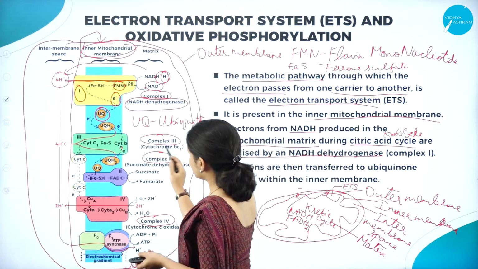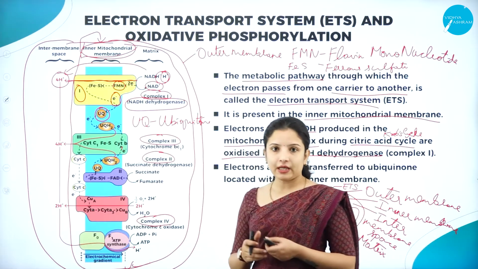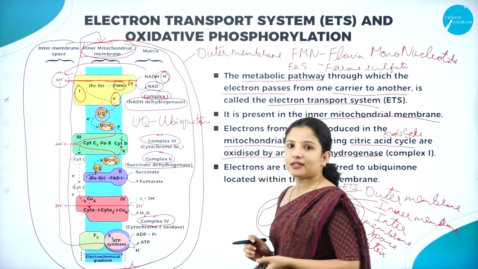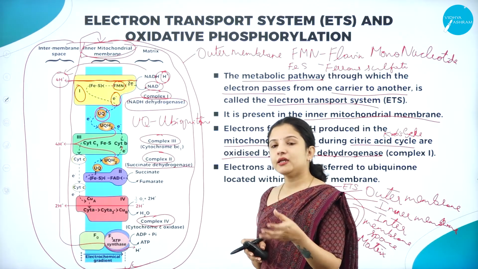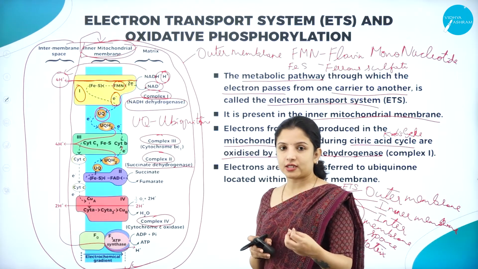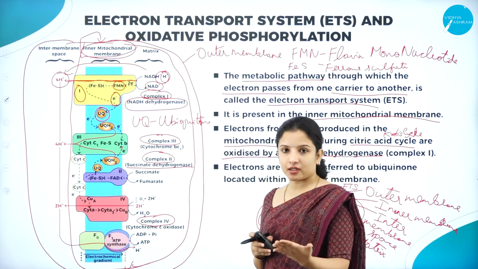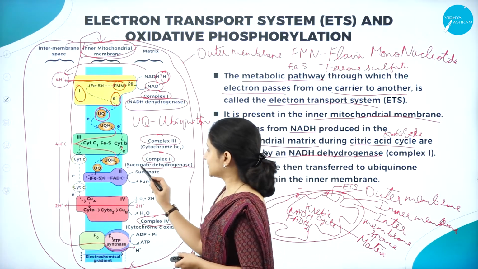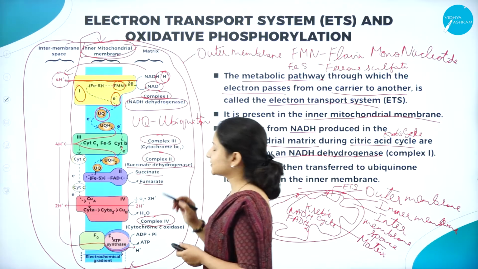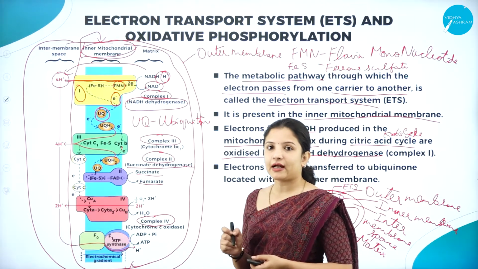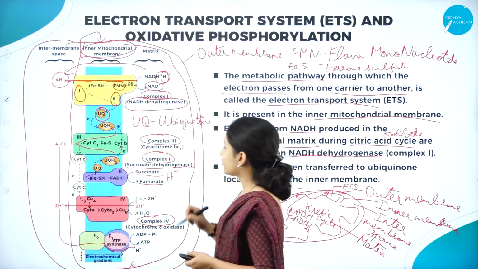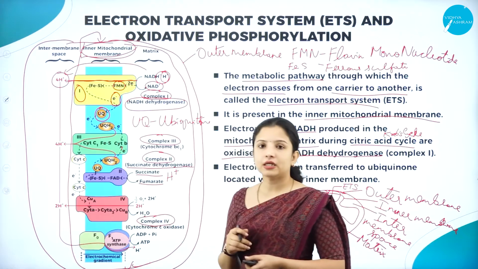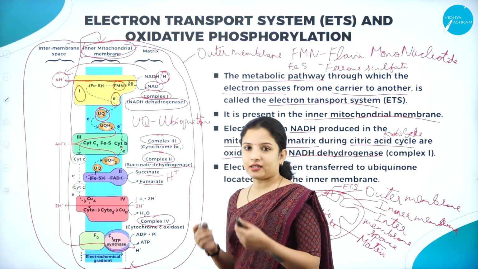Next we have complex 2 here. Complex 2 is named the succinate dehydrogenase complex. Why the word dehydrogenase here? Because hydrogen is being removed. From where is the hydrogen being removed? From succinate. When succinate gets converted into fumarate, hydrogen is released, and that hydrogen will also move into the intermembrane space. That is why it is called succinate dehydrogenase.